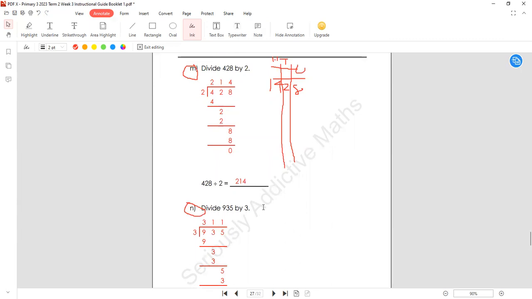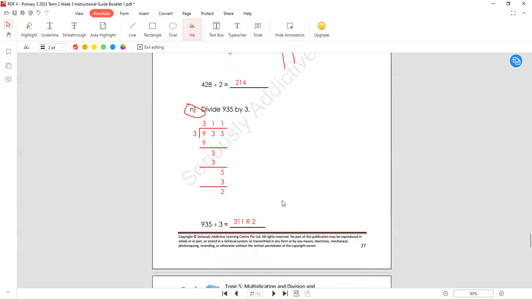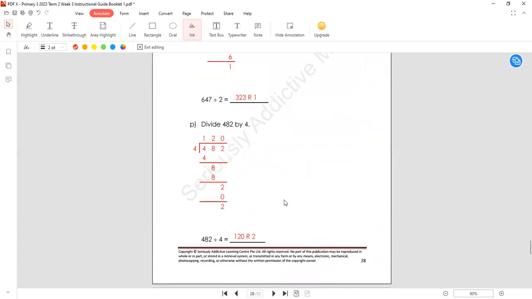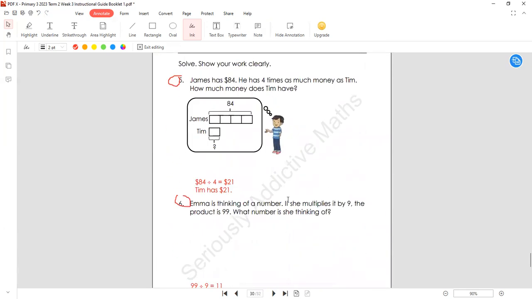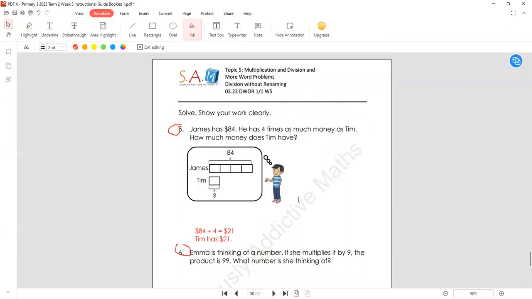I think at this point in time, you should be walking around to make sure that their steps are correct and interject as early as possible. Some students may need more practice. And then after that, we do word problems.